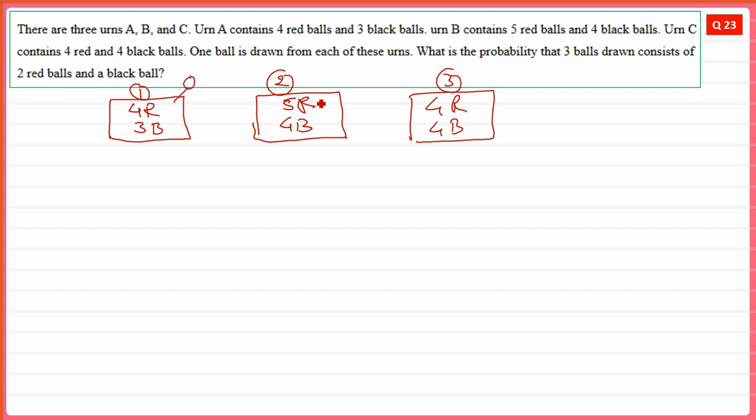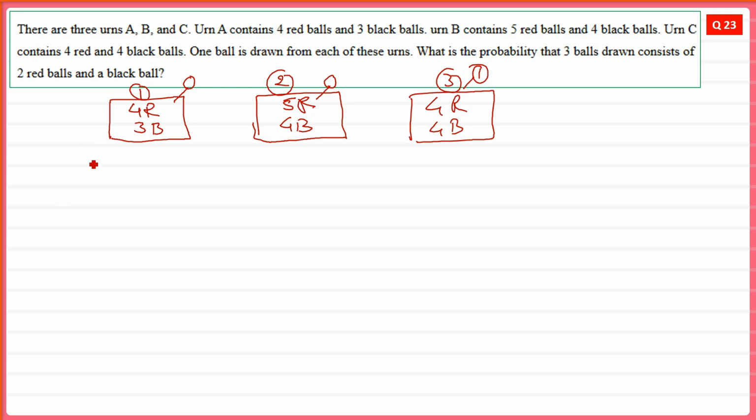So one ball from here, one ball from this one, and one ball from the third one. I've already indicated first, second, third as 1, 2, 3, so we are going to use this subscript. This means we need to get 2 red balls and 1 black ball. How do we write this? Because there are certain combinations which will eventually fulfill this requirement.